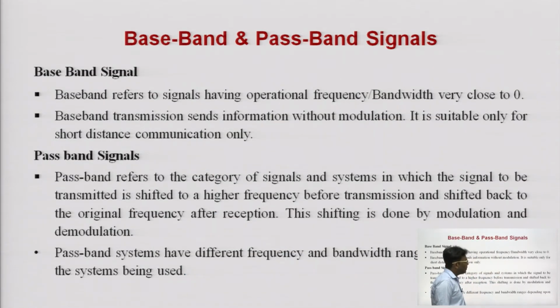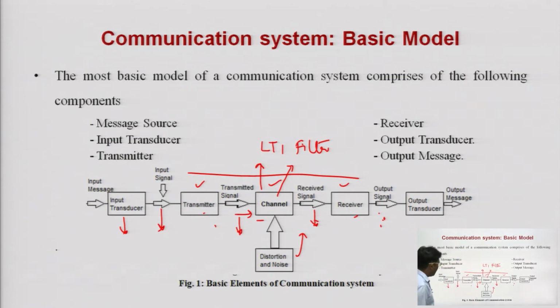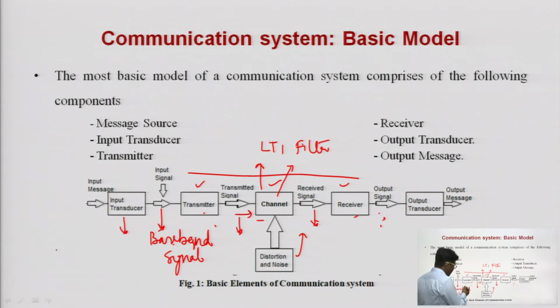So, baseband and passband signal. The signal at the input of the transmitter is known as the baseband signal. So, the signal before the transmitter, or at the transmitter input, is known as the baseband signal, while the signal at the output of the transmitter is known as the transmitted signal or passband signal.